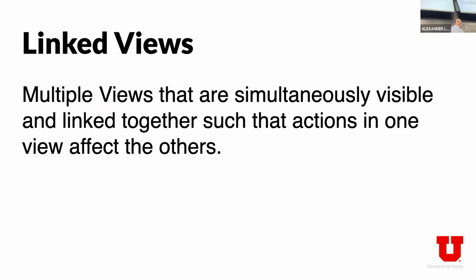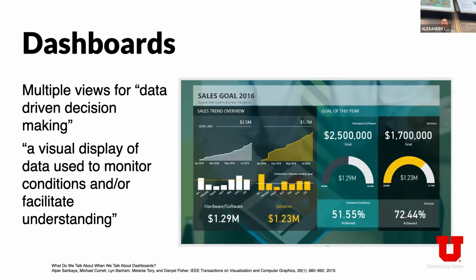And when we have multiple views, we often also talk about linked views. Multiple linked views are views that are simultaneously visible and linked together, such that actions in one view affect the other. For example, if I have a dashboard about cars, I can click a car in one view and I would see the same car highlighted in the others. If I apply a filter in one view, that filter would apply in all of the other views. And so dashboards are one example of multiple views.